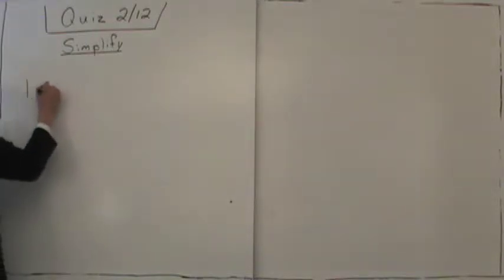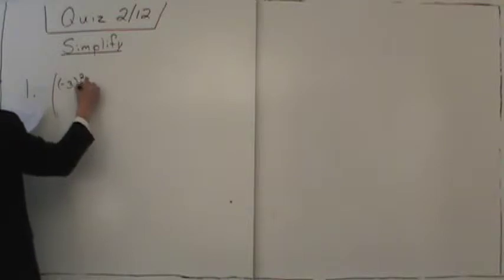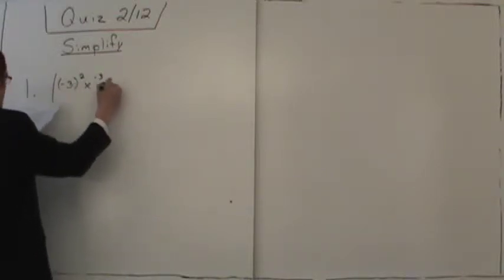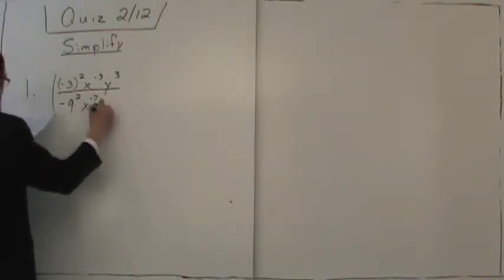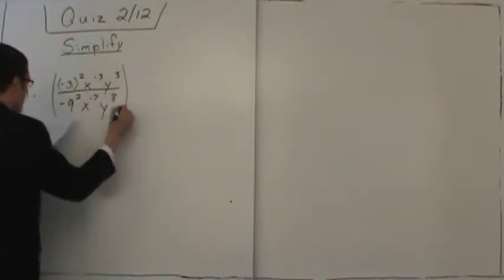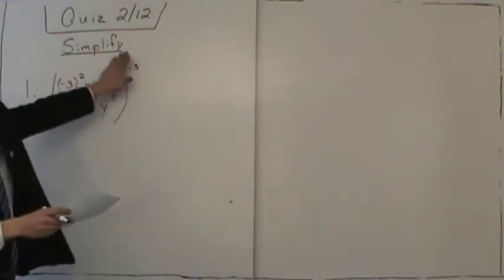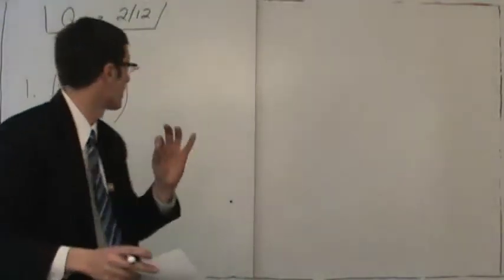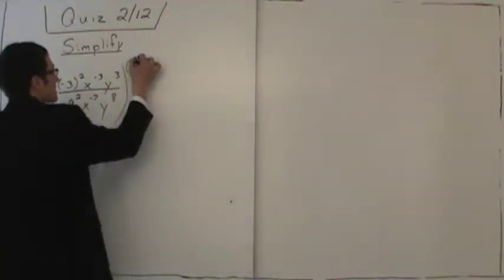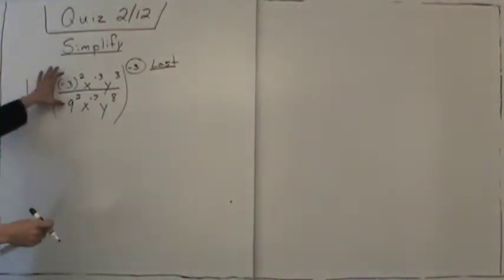Question number 1 says (-3) quantity squared, x to the -3rd, y to the 3rd power, all over -9 squared, x to the -7th power, y to the 8th power, all this to the -3rd power. And I want you to notice this problem has no addition. So remember, if there's no addition, you're just using multiplication rules or laws of exponents. Circle the outer exponent. Remember, we deal with the outer exponent last. Now, let's take care of what's on the inside first.